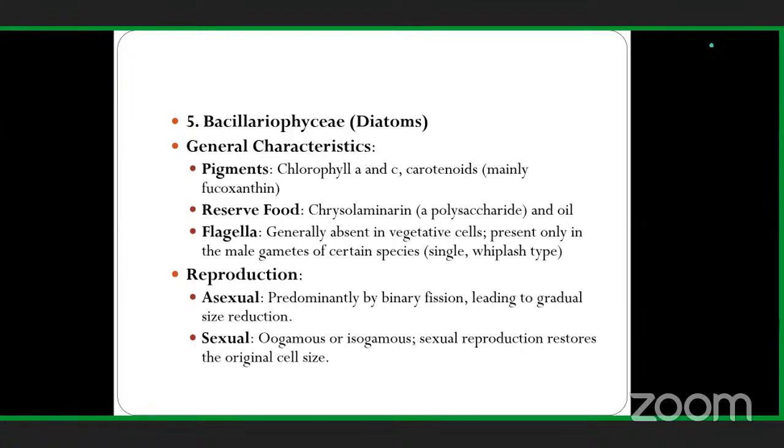Next is sexual, that is oogamous or isogamous. Sexual reproduction restores the original cell size. If sexual reproduction happens, then it will again maintain the earlier parental cell size. Because in asexual reproduction, you will see that there will be a decrease in the cell size. But when there is sexual reproduction, it will again maintain the original cell size. And sexual reproduction is of oogamous and isogamous type.